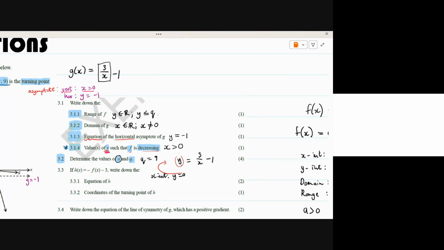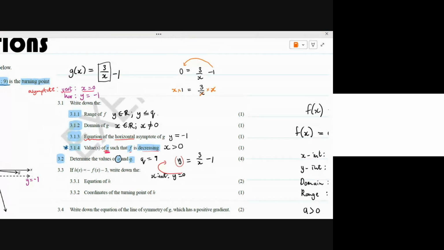So we're going to take y and replace it with 0. So we'll get 0 equals 3 over x minus 1. Next thing I'm going to do is take negative 1 over to the other side, and it's going to become positive 1. So I'll have 1 is equal to 3 over x. And then I know that I want x out of the denominator, so I'm going to multiply this side by x and that side by x.